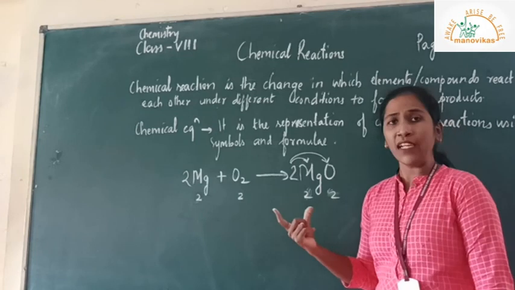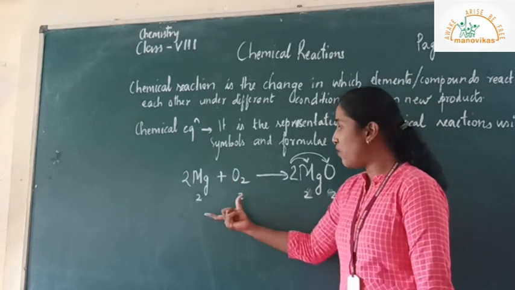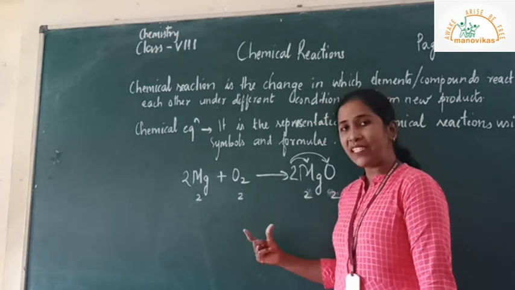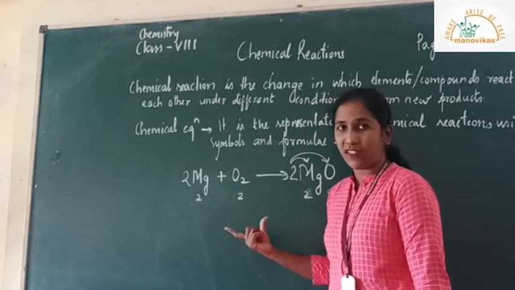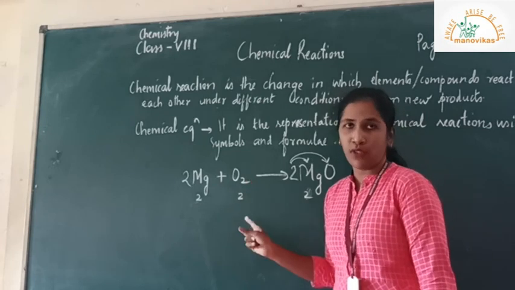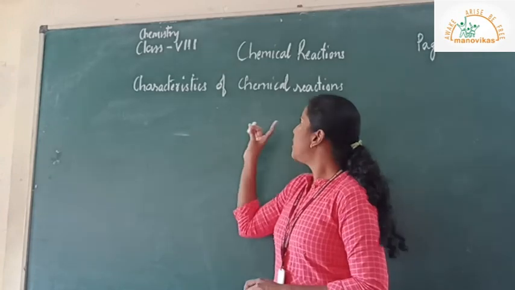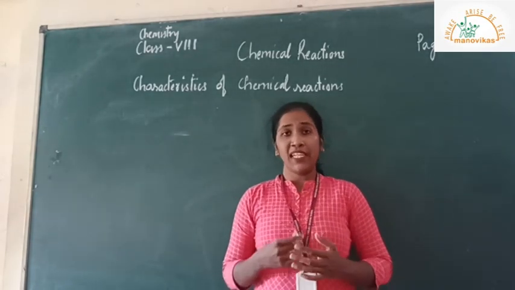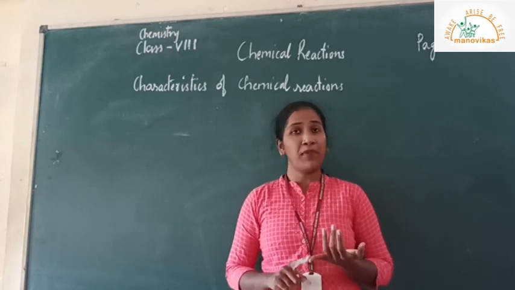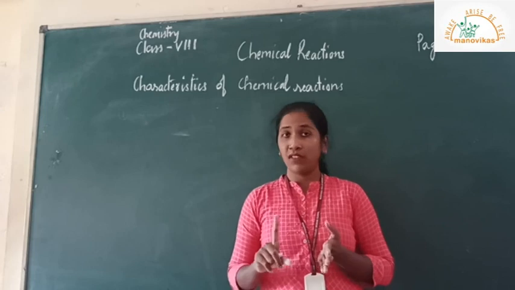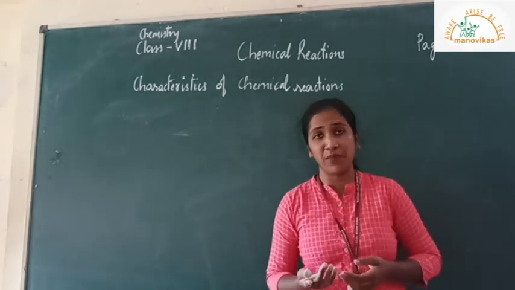Only when the number of atoms on the left hand side and on the right hand side are equal can we say that the equation is balanced. So we have to always check whether the equation is balanced or not. Okay? Characteristics of chemical reactions. A chemical reaction shows any one of these characteristics. For example, evolution of gas, change in state, change in color, change of energy, formation of precipitate.